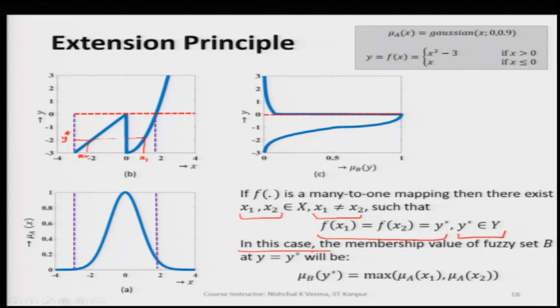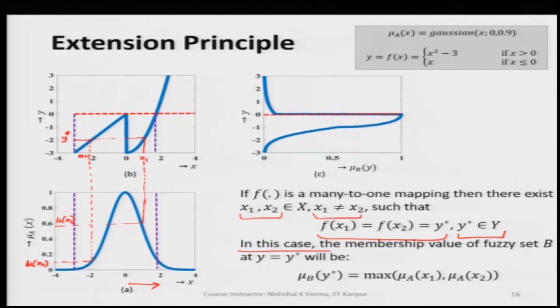So, in this case, what happens? What we do here is we take the max of mu A(x 1) and mu A(x 2). That means, if we take mu, this is the x axis, the generic variable, and then my mu of x 1 will be this, and this is mu of x 2. So, what we are doing here is we are getting two membership values corresponding to two generic variable values.